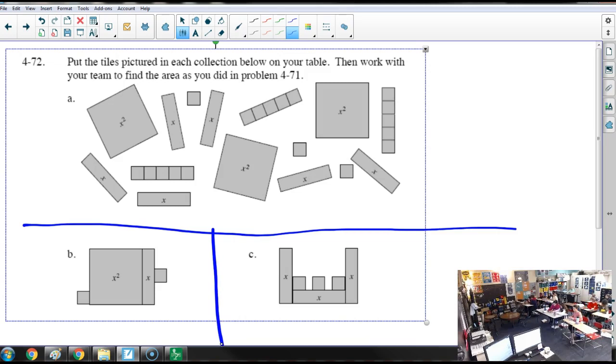So I was waiting for somebody to ask the question, do we have to get these out to be able to write the expression? No. So that is a strategy.